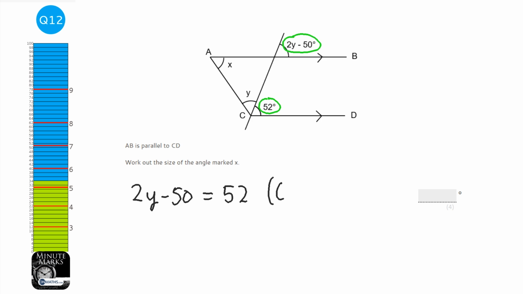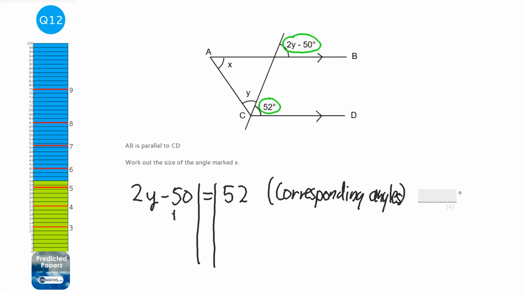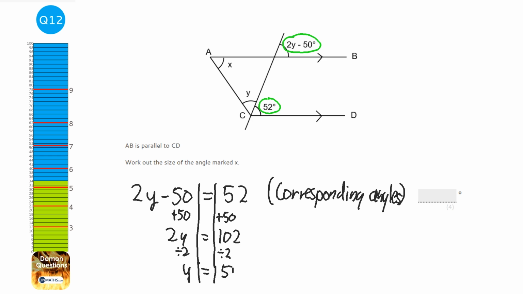is that they are corresponding angles. Now, some of you might know that as F angles, but make sure you write the word corresponding because they won't accept any other word. So I can solve this by first of all adding 50 to both sides. So that's 2y equals 102, and then I'm going to halve both sides. So y equals 51.